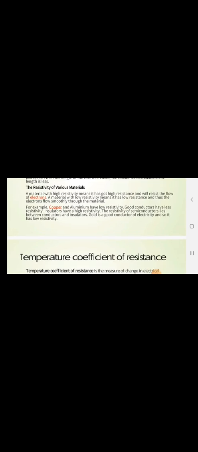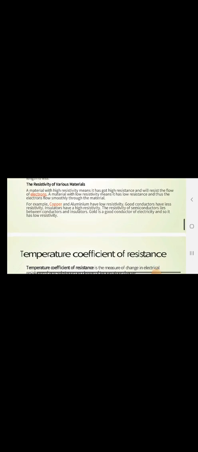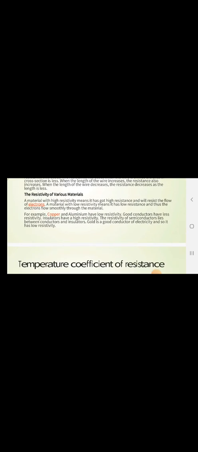So the resistivity of semiconductor lies between the conductor and insulator. So this is to be noted, a very important point. The resistivity of semiconductor lies between the conductors and insulator. Gold is a good conductor of electricity and so it has low resistivity. Gold has a very low resistivity, children, and it is a good conductor.